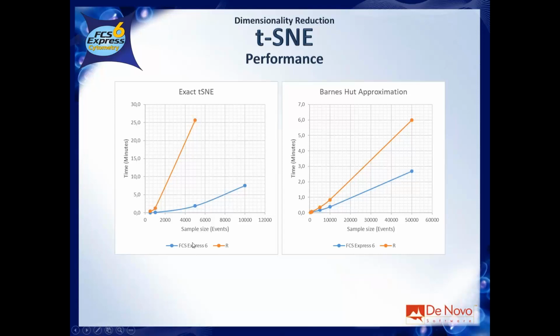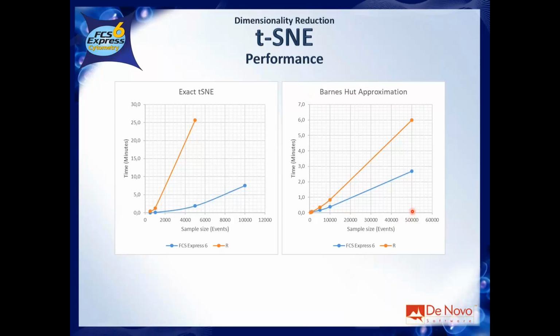I made some tests. I ran tSNE in R, the statistical software, and in FCS Express. And you see, for example, this is the exact tSNE, the super slow version. If you run tSNE on 5,000 events with R, you need to wait 25 minutes. With FCS Express, you need to wait 2 minutes. So it's super fast.